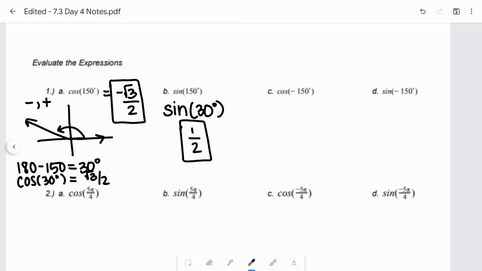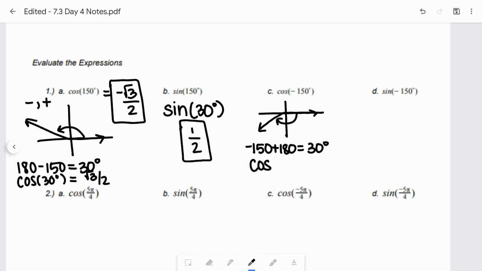C says cosine of negative 150 degrees. So let's go ahead and sketch this one. So negative 150 degrees, I'm going the opposite direction. So when I am in the third quadrant, I want to take the angle that was given to us, negative 150, and I'm going to add 180. I end up with 30 degrees. So once again, my reference angle is going to be 30.